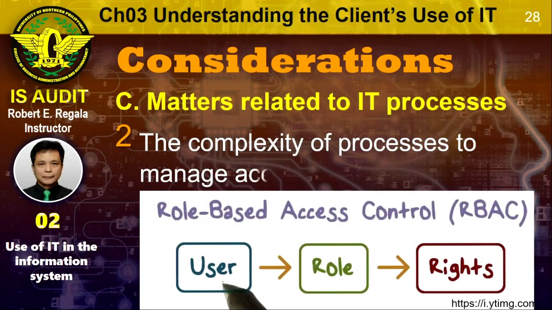Number 2, the complexity of processes to manage access rights. For non-complex implementations, there is usually a single individual with administrative access managing access rights. For moderately complex implementations, there are a few individuals with administrative access managing access rights, and for complex implementations, there is a complex process for managing access rights, and these are managed by the IT department.